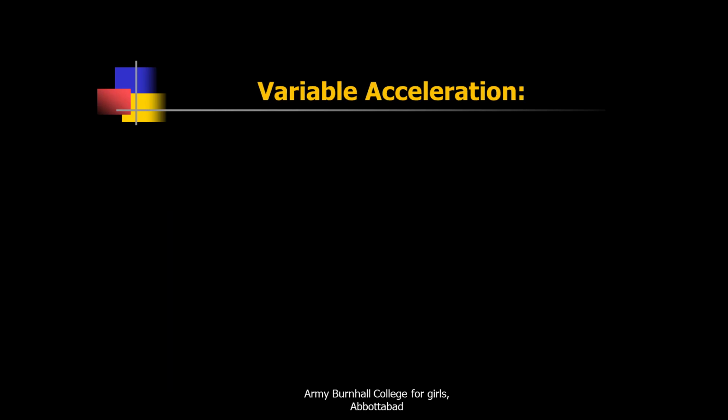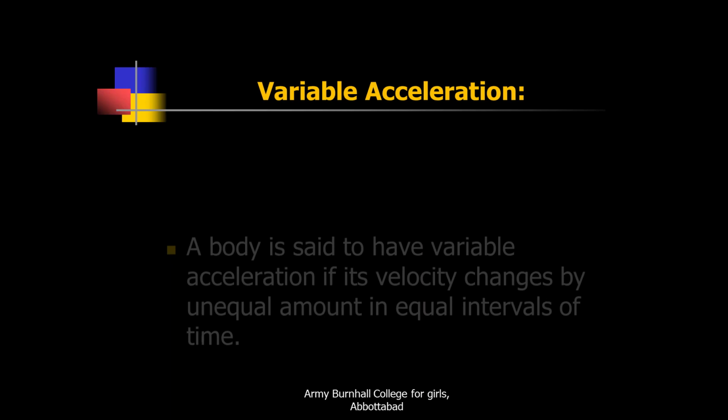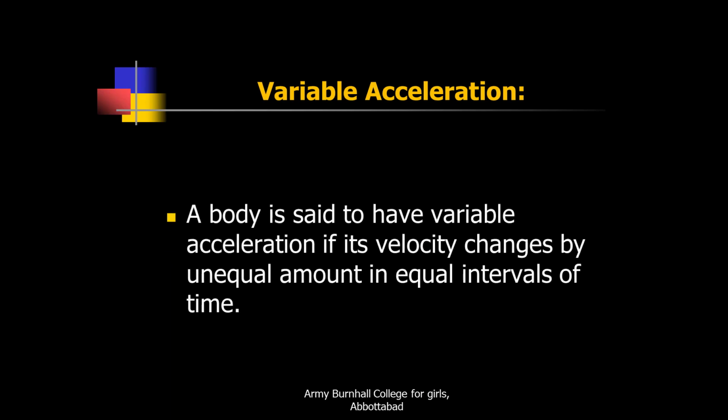Variable acceleration is the opposite of that. A body is said to have variable acceleration if its velocity changes by unequal amounts in equal intervals of time. If velocity is changing randomly, for example, for 1 second it is changing 2 meters per second, for 2 seconds it is changing 5 meters per second, then it will be known as variable acceleration.